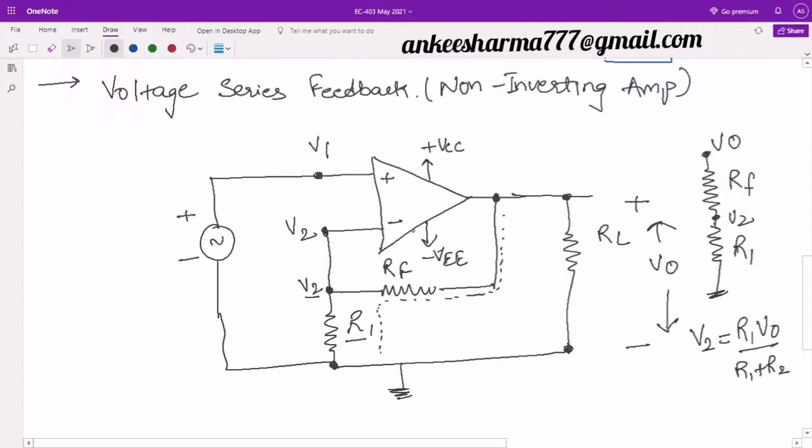That R1 voltage is equal to R1 by R1 plus R2 into V0. So I guess it is also clear to you that we are sending only a part of my output voltage, and this RF and R1 combination is my feedback circuit. So I can also name this voltage V2 as, if I take plus minus over here, VF voltage or the feedback voltage, right?